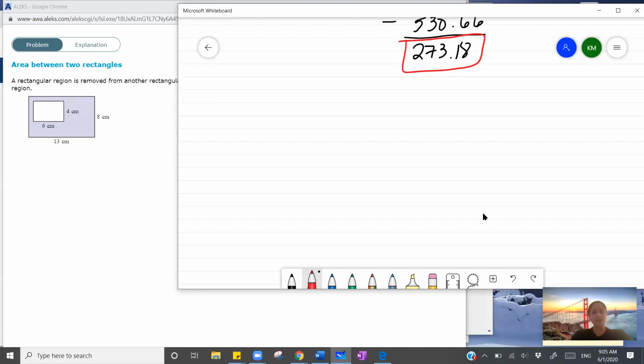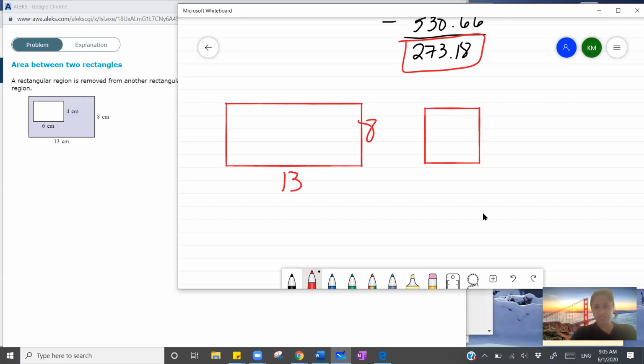All right, so we know the formula for the area of a rectangle. It's length times width or base times height, whatever, it doesn't matter. So I like to say length times width, okay? So for the larger rectangle, it's 13 by 8, so length times width for that one. And then for the smaller rectangle, it's 6 by 4. So we're gonna find the area of both and then subtract them.